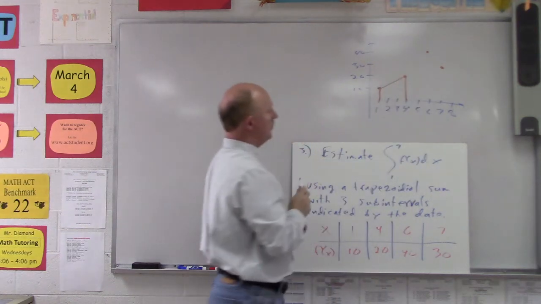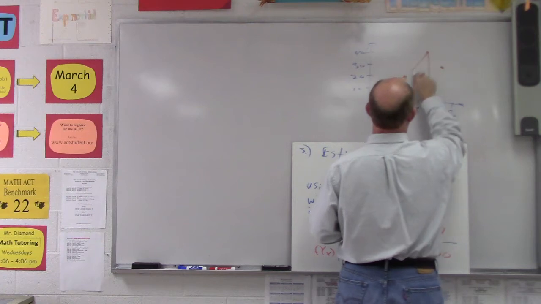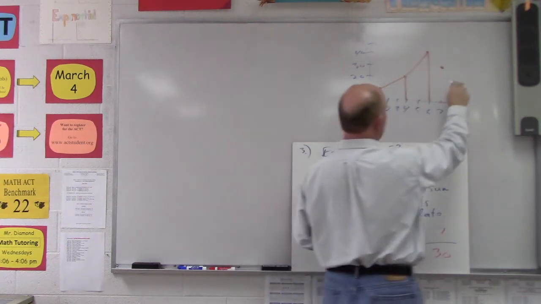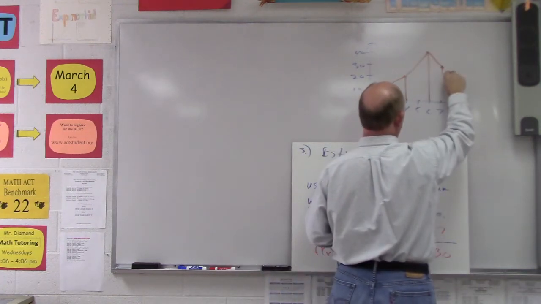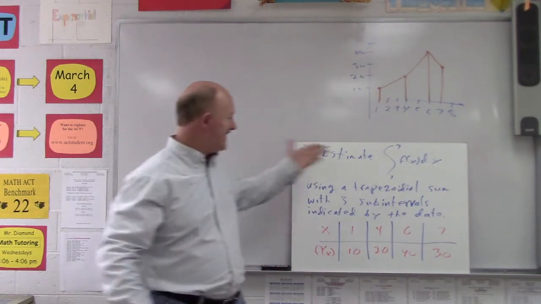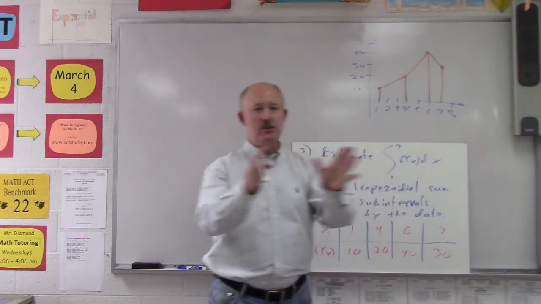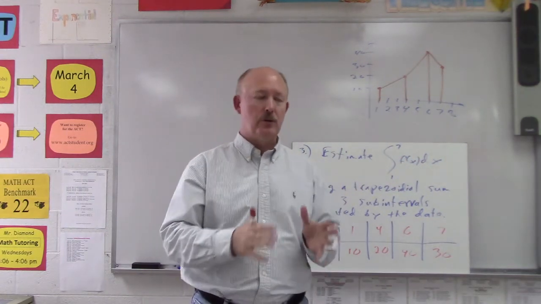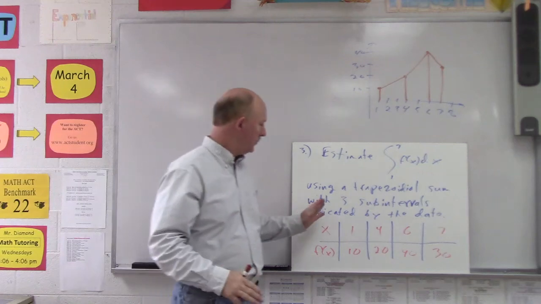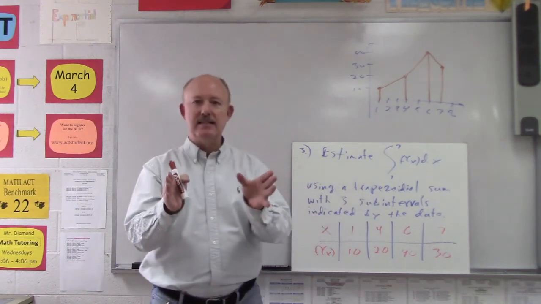that'll be our first trapezoid there. And the next trapezoid, that's going to be trapezoid number 2. And then the third trapezoid will be this one right here. Now, you notice with these data problems like this, the height is different with each trapezoid. The problem says to use a trapezoidal sum with 3 subintervals indicated by the data.